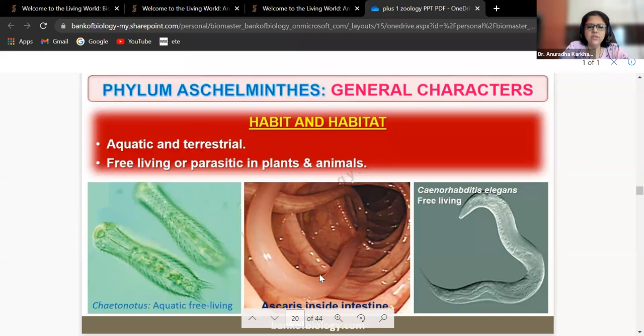So long worms, see. They are generally thrown out through the feces. But still, this is Caenorhabditis elegans, which is a free-living Aschelminth. Get it? Caenorhabditis. Caenorhabditis, aapke molecular biology mein bhi aayega, genetics mein. It is one of the organisms jiske upar bahut zyada study hua hai. Genetic study hua hai. Okay?